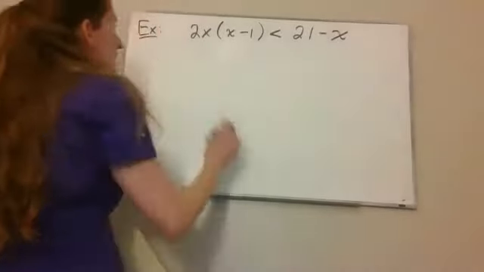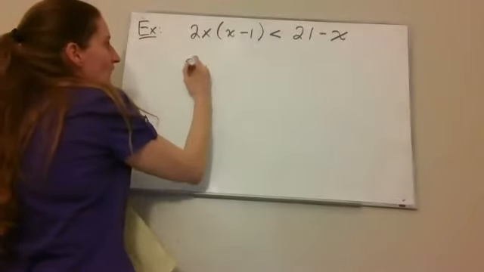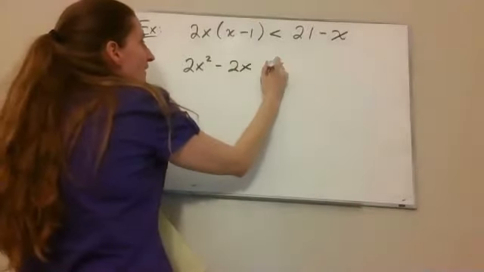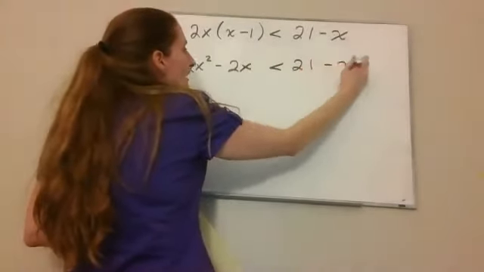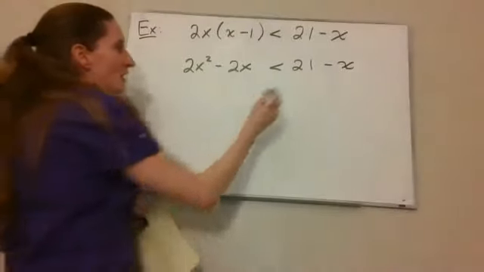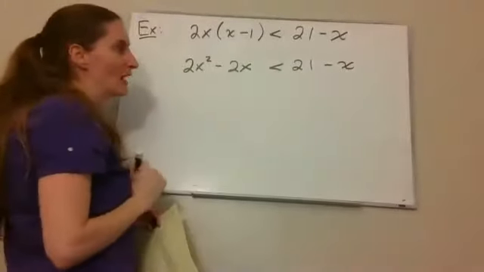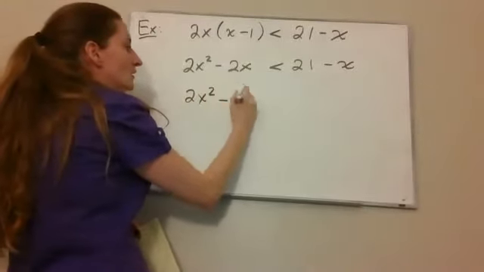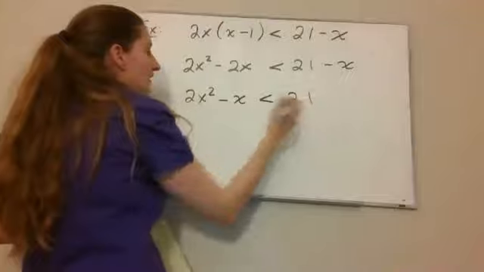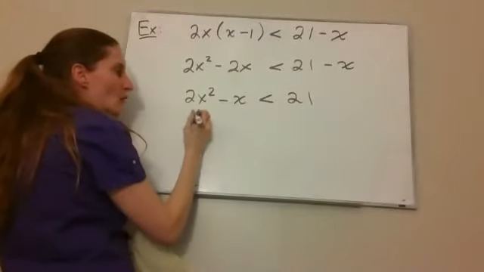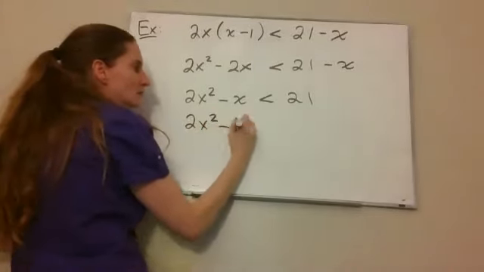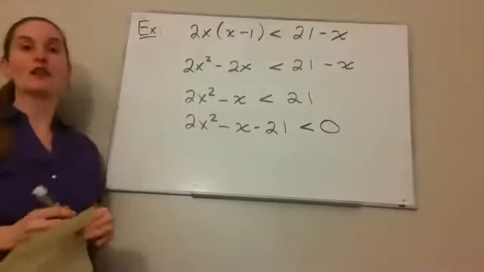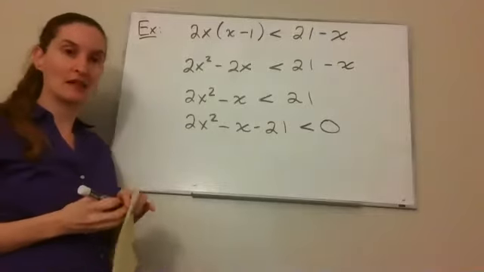So first thing I'm going to do is distribute on this left side to get 2x squared minus 2x, and I still have 21 minus x on the right side. I'm going to move everything over to this left side. So I'm going to add x to both sides. And then I'm going to subtract 21 from both sides. So now I have the inequality in the correct form. I have it less than 0.